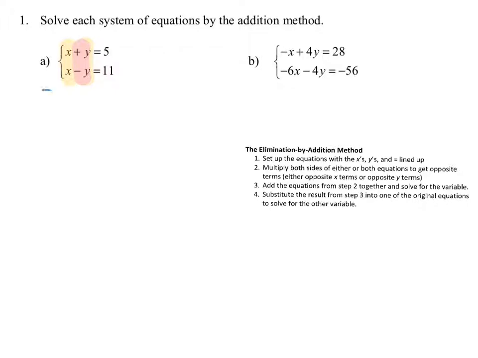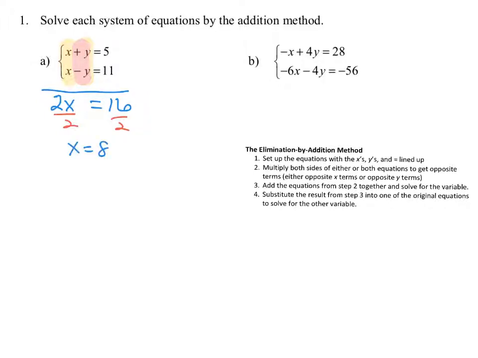When we add, it's like we're adding up a column. We take the first column, x plus x, and an x plus an x gives us 2x, where the plus y and the minus y, these are opposites, so when you add them, you get 0. So we have 2x plus 0, or just 2x on the left side of the equation, is equal to 16. And then by dividing both sides by 2, we find that x is equal to 8.